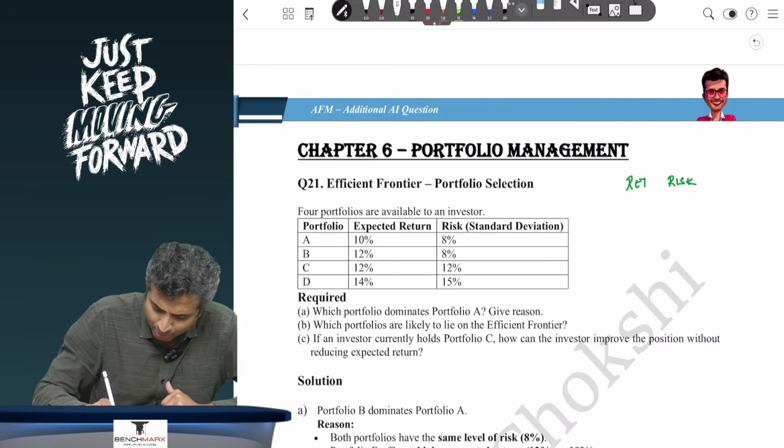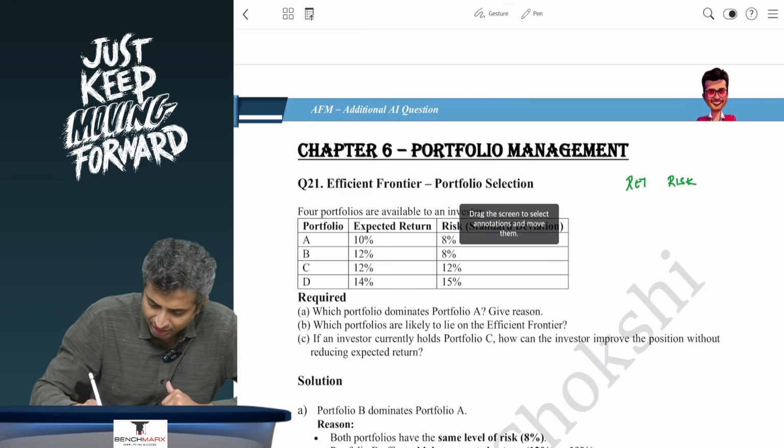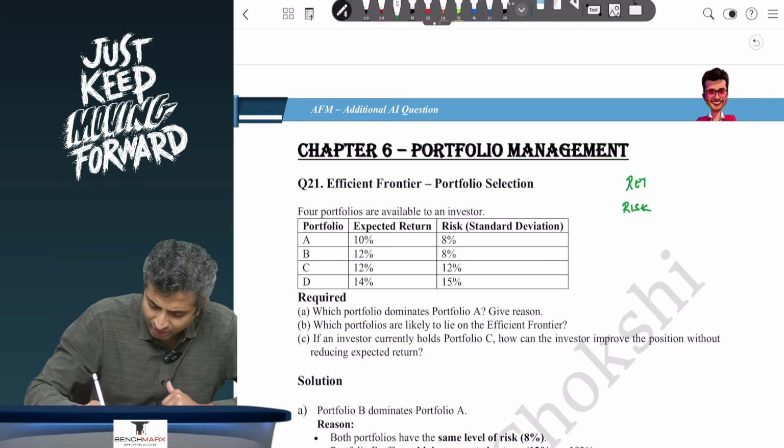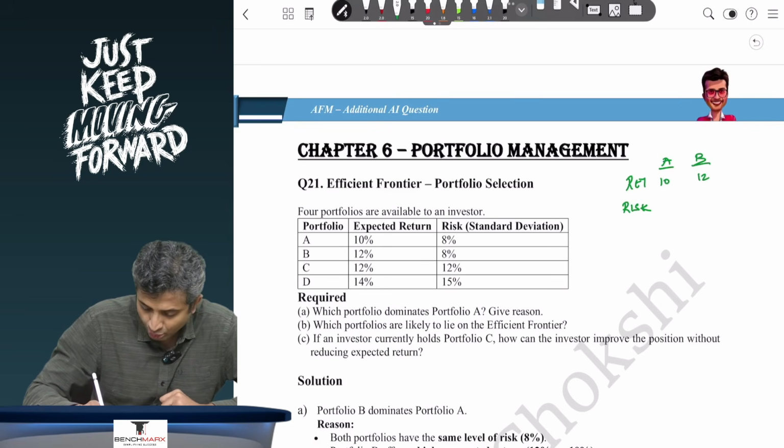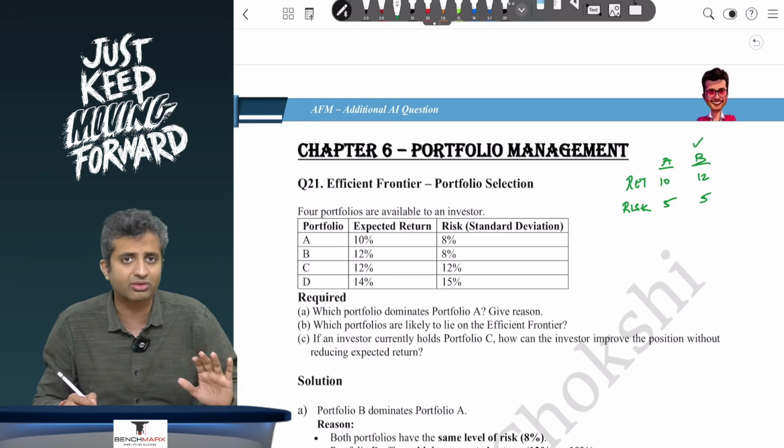Let us say if I look at return and risk, for example, there's a portfolio A, there's a portfolio B. Portfolio A has a 10% return, portfolio B has a 12% return. Both of them have a 5% risk, in which case B dominates A. It gives a higher return at the same level of risk.